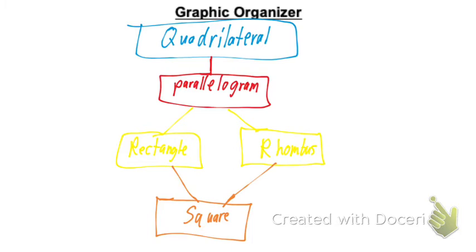Is a rhombus always a rectangle? No. Is it sometimes a rectangle? Yes, in which case it is a square. Okay, but a rhombus is always a parallelogram and quadrilateral. Is a parallelogram always a rhombus? No, sometimes. Is a parallelogram always a square? No, sometimes. Is a parallelogram always a rectangle? No, sometimes. Is a parallelogram always a quadrilateral? Yes. Does that make sense?